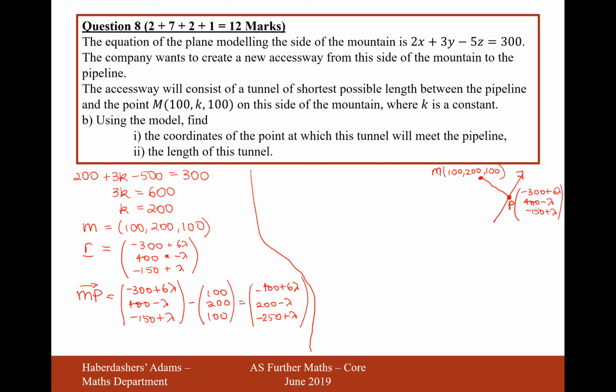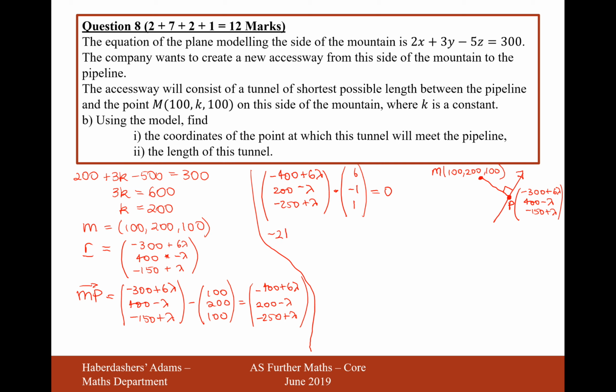Right, so now what we're going to do is the dot product of the line MP and the direction vector of this line here, because this should meet at a right angle. So therefore, minus 400 plus 6 lambda, 200 minus lambda, and minus 250 plus lambda. We'll do the dot product with the direction vector of the pipeline, which is 6, minus 1, 1, and that should equal 0. So let's expand the brackets.